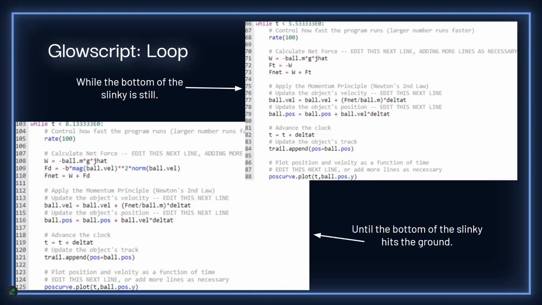So the gravity is still mostly the same. However, we are no longer using the force of tension. We are now using the force of drag, which will be negative B times the magnitude of ball velocity squared times the normal ball velocity. And then we will once again use the velocity update and the position update formula.